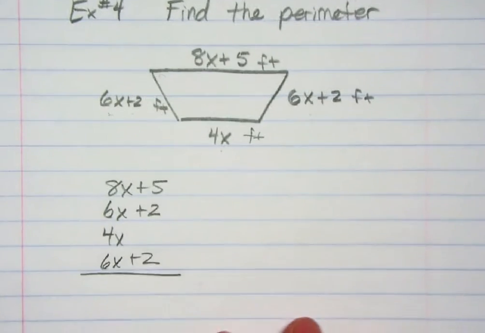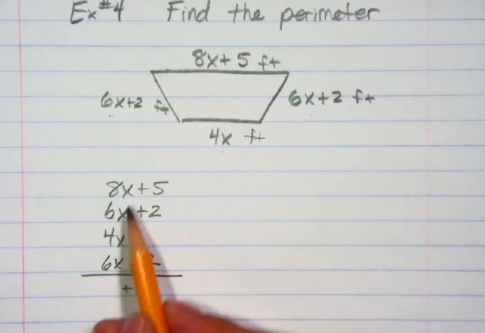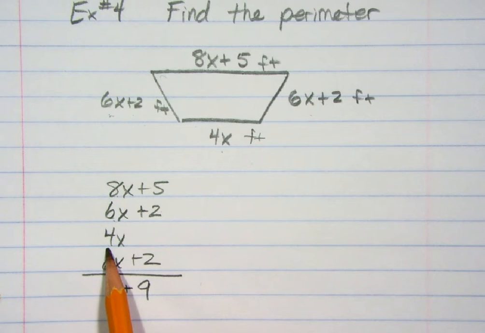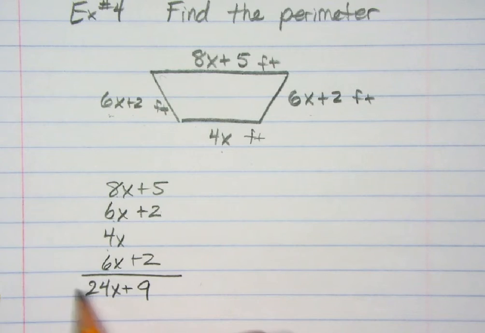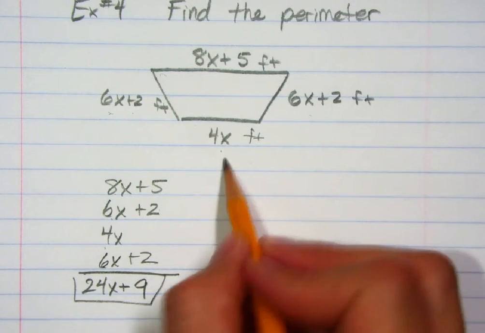All right. And then I can add straight down. That's 7. That's 9. Positive. 8x plus 6x. That's 14. Another 4. 18. And then I get 24x. And that would be the expression to show my entire perimeter. So that's one way of doing it.